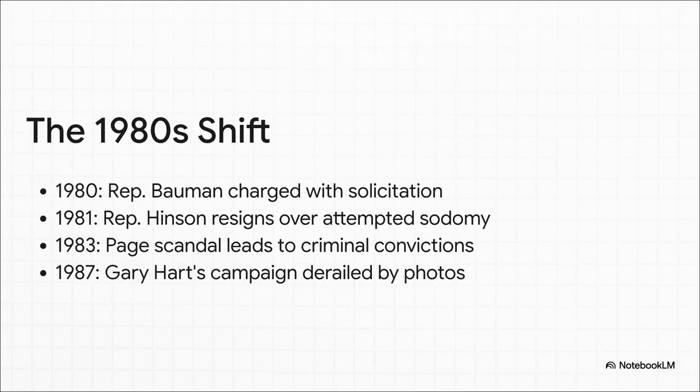As the 70s rolled into the 80s, the focus shifted from mere gossip to serious criminal accountability. You had Representatives Bauman and Hinson facing criminal charges for solicitation. And then there was the highly disturbing 1983 Congressional page scandal, which exposed a gross abuse of power and led to criminal convictions for Representatives Dan Crane and Jerry Studds involving a 17-year-old minor. This wasn't just a political gaffe anymore. It was a statutory crime. And politically, nobody was safe. Senator Gary Hart literally had his 1987 presidential frontrunner status derailed overnight by photos of an extramarital affair.